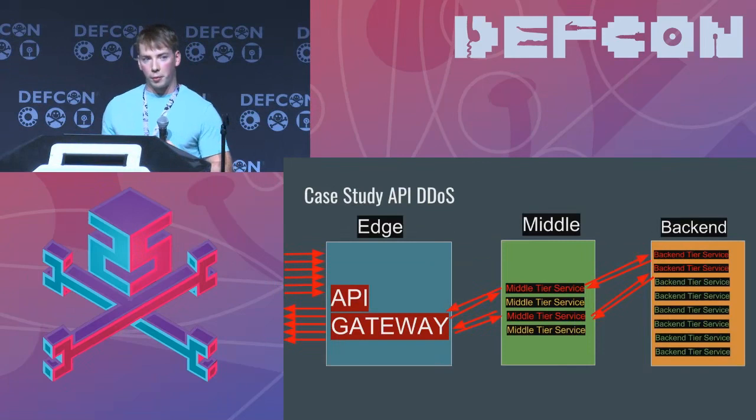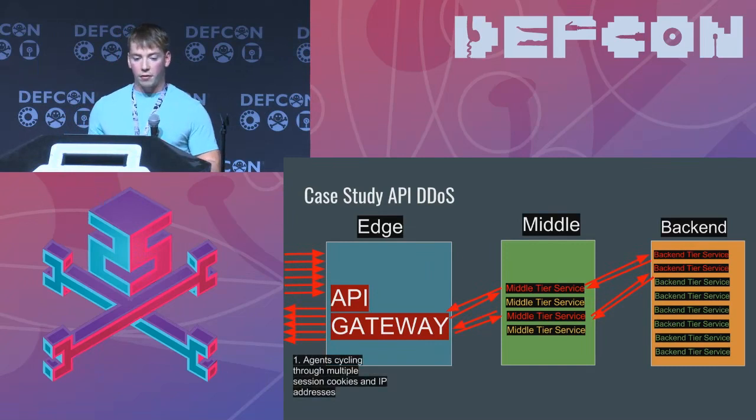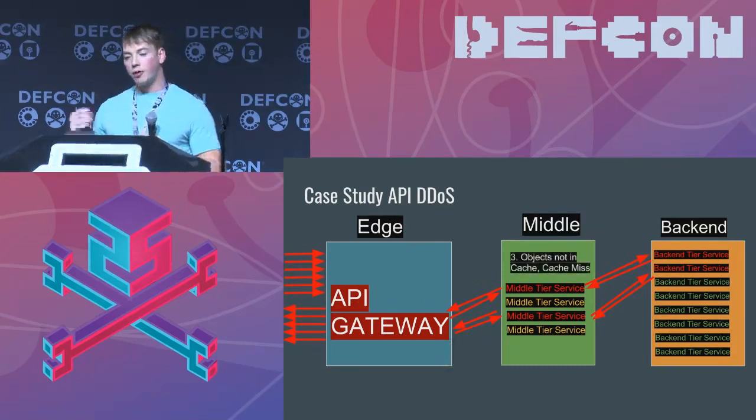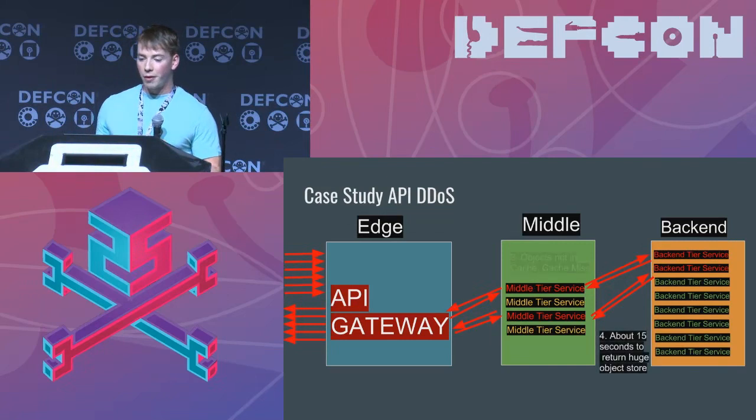It was looking at the gateway, but it wasn't actually looking at those middle tier and backend calls. So let's dive in a little bit on how this exactly worked, and then we'll show a demonstration. The first thing is we have our attack agent cycling through multiple session cookies and IP addresses to bypass the WAF. Each request that we make is asking for 7,200 expensive calculations from multiple backends. The objects weren't in the cache, so we were getting cache misses. So each time we had a cache miss, they had to make a call to the service to look that information up. It took about 15 seconds to return this huge object store.